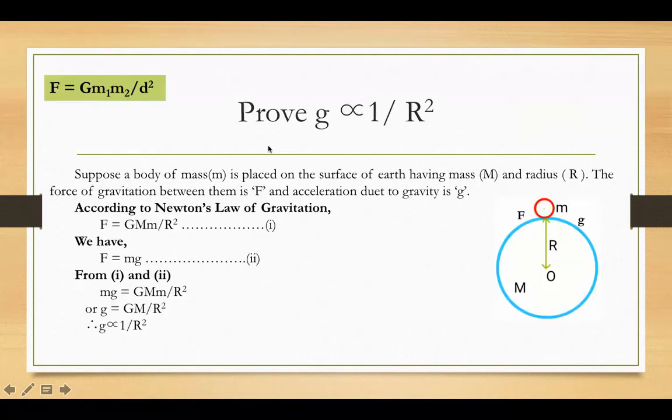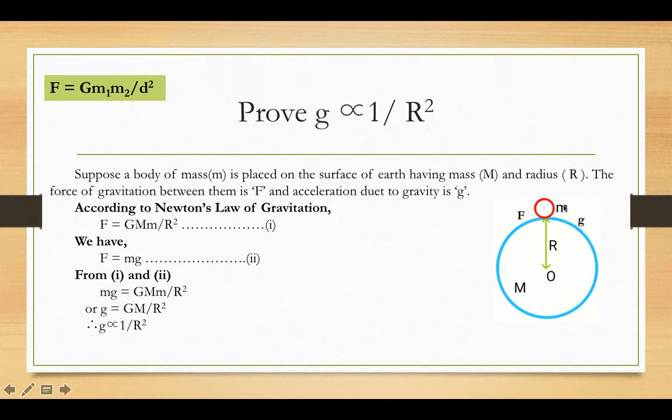Now, proving the formula: small g is inversely proportional to the square of the radius of Earth. So this is the figure. This big circle represents Earth, and this small circle represents the mass of the body, small m, and this is the Earth, capital M, and this is the radius of Earth. There are two bodies, so the force of gravitation is F, and because of the gravity of Earth, acceleration due to gravity is produced.